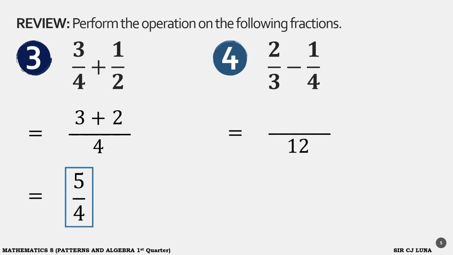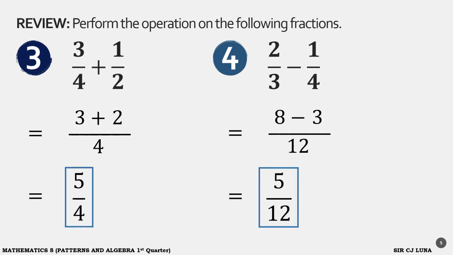So, 12 divided by 3 is 4 times 2, that is 8. Minus 12 divided by 4. Okay, you're correct. It's 3. 3 times 1, 3. So what's now the answer? 8 minus 3 is 5 over 12. Okay? So, yun ang process natin kapag tayo ay nag-add or nagsusubtract ng mga fractions na mayroong magkaibang denominators.